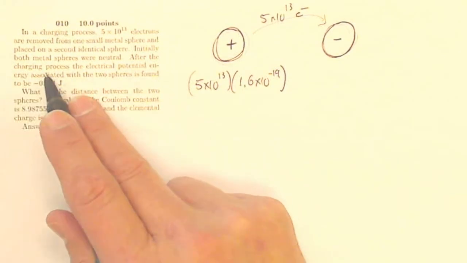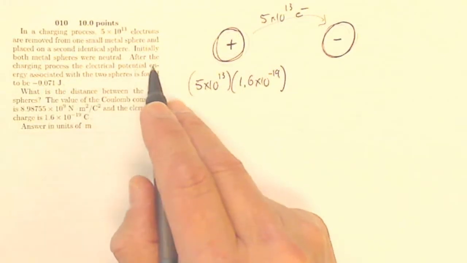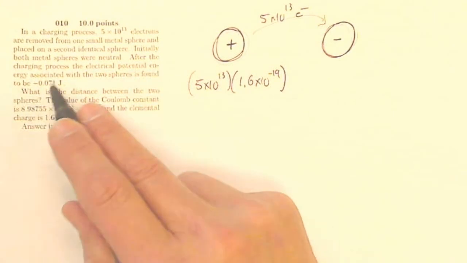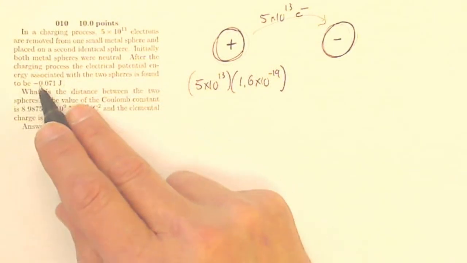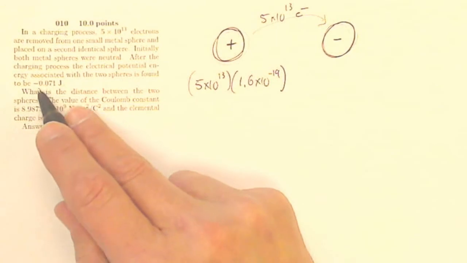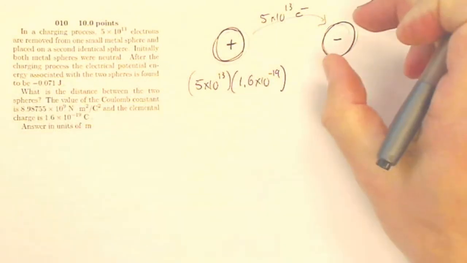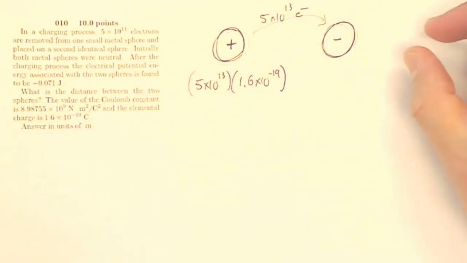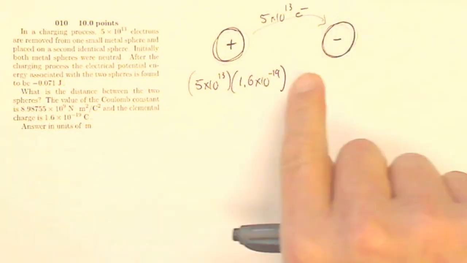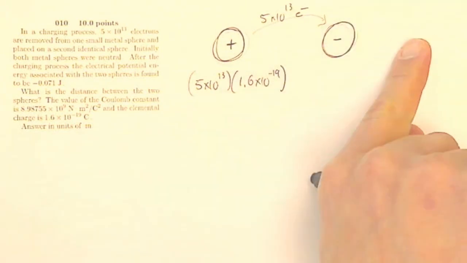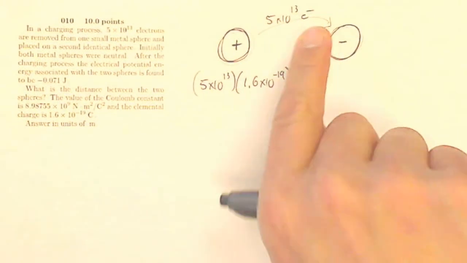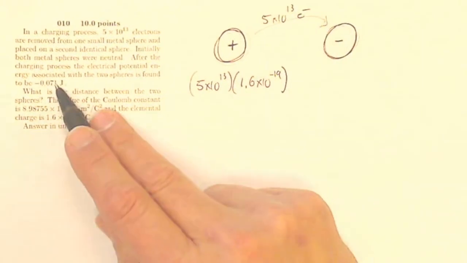Now it says, after the charging process, the electric potential energy associated with the two spheres is found to be negative 0.071 joules. It's going to be negative because now I can think if I took this sphere and brought it in from infinity, how much work would I do? And since I'll have to be pushing to the right all the way, holding that negative away from the positive, I'm going to be doing negative work, so it's going to have negative energy.